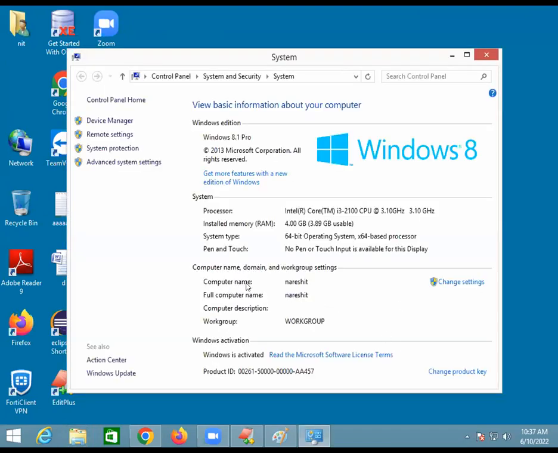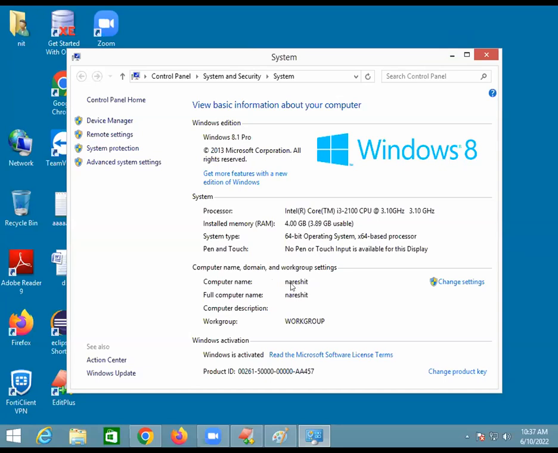What is the name of my computer? Naresh IT. Here we have the processor name, RAM capacity, operating system, language, and this is the name of the computer. It is mandatory for every computer. This name is mandatory.